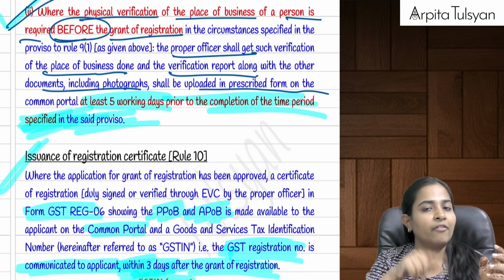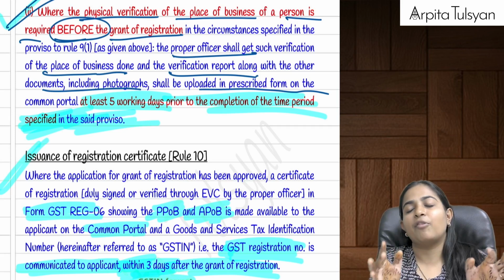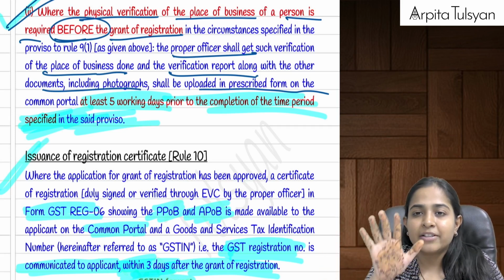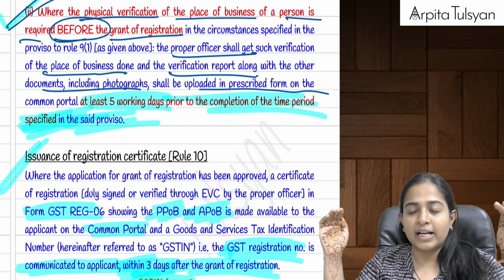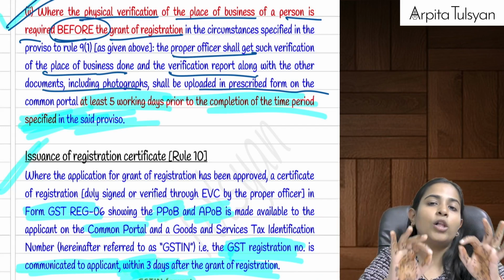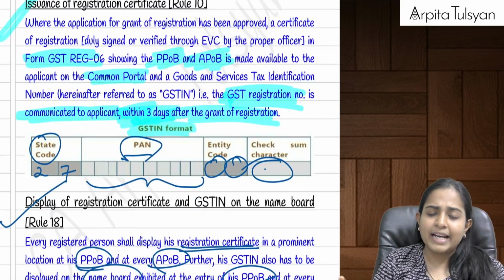So they are telling that they will come for physical verification, they will do the verification, they will click the pictures. All this information should be uploaded by the proper officer on the common portal at least 5 days before the expiry of that 30 days. 30 days was the total time period for giving you the registration. 5 days before the expiry of 30 days, all the information should be put on the website of the GST portal. Are you understanding this?